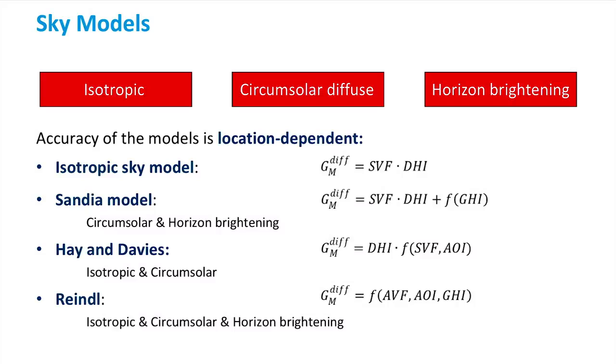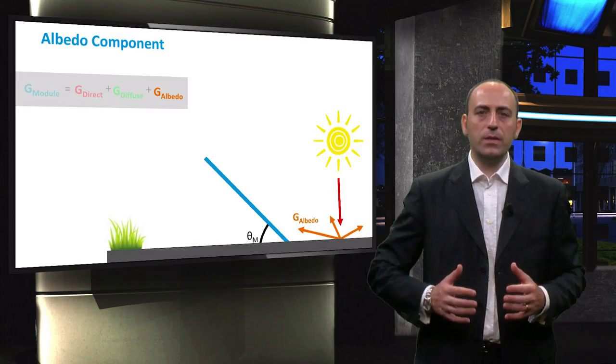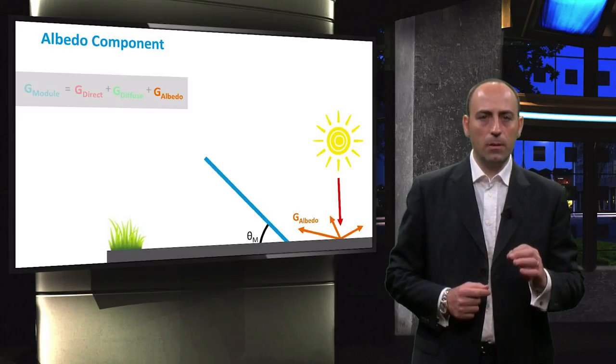The Perez sky diffuse irradiance model is quite powerful and very accurate for a country like the Netherlands, since it was developed for locations with high latitudes like Northern Europe. As you might notice, the complexity of the models increases until we include all three components of diffuse radiation. And now we see the last component of the irradiance, the albedo.